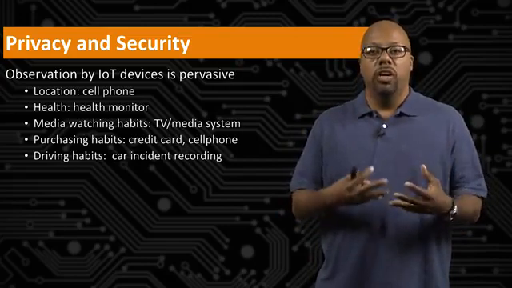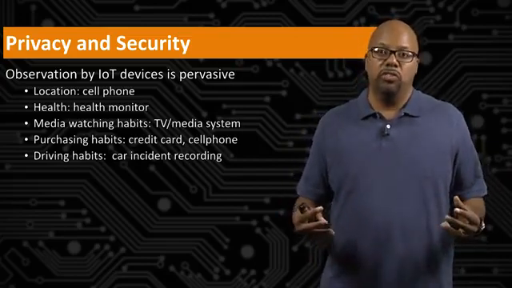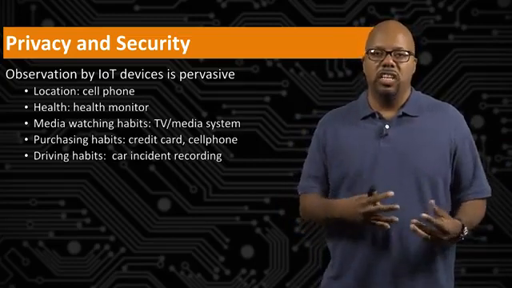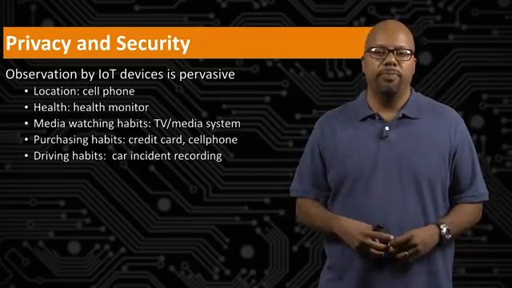Cell phone or whatever device you're purchasing on. If, say, it's your refrigerator making food purchases for you, the fridge itself can track that data and give it to some third party.